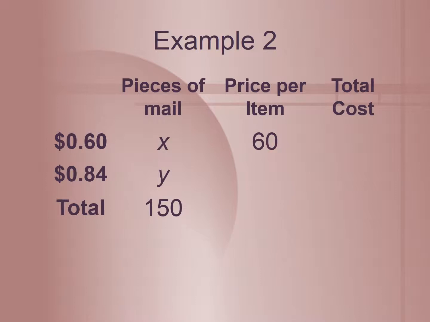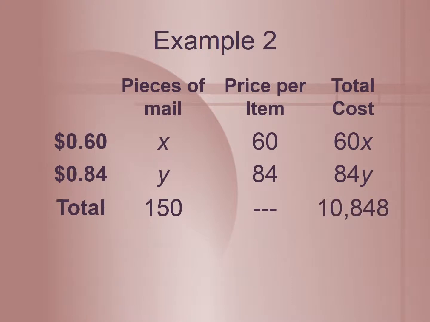We said this was 60, so we could just say 60 cents. And this one was 84. And then our total cost, remember, we multiply, right? So X times 60 is 60X. Y times 84 is going to be 84Y. And we also know that we want our total cost not to go over $10,848 or $108.48. So using that information, we get two equations.